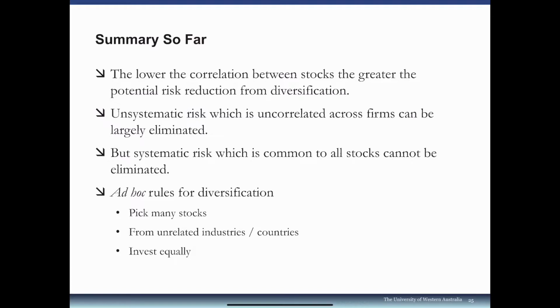So, summary so far: the lower the correlation between stocks, the greater the potential risk reduction from diversification. And we learned last week that firm-specific risk, which is uncorrelated across firms, can be largely eliminated. But systematic risk, which is common to all stocks, cannot be eliminated. So we have some ad hoc rules for diversification. We should pick many stocks, from unrelated industries and countries, and invest equally, right? Because if you have no idea what you're doing, then you should invest equally, such that mathematically the portfolio variance will approach the average covariance between stocks, right? This is the summary so far.